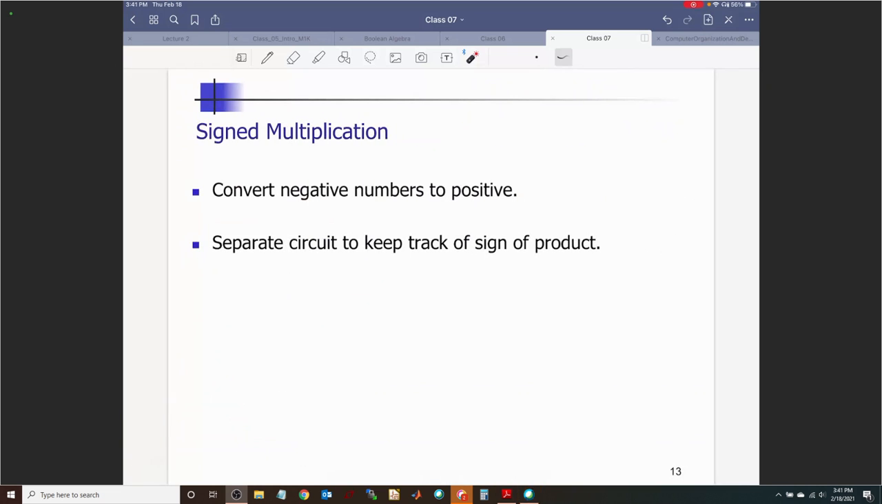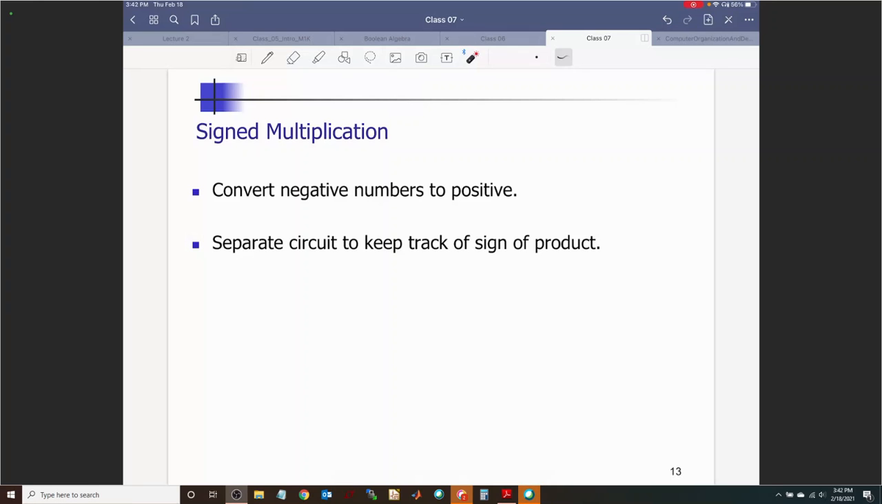Now, all of that is fine as far as unsigned multiplication is concerned. But how do you deal with signed multiplication? Well, that's easy. You can just convert everything to a positive number, treat it as an unsigned multiplication, then have a separate circuit to keep track of the sign of the product. So you multiply numbers as if they were unsigned, and at the end, you keep track of whether the numbers were positive or negative and adjust the sign of the result. So you could still use the multiplier.